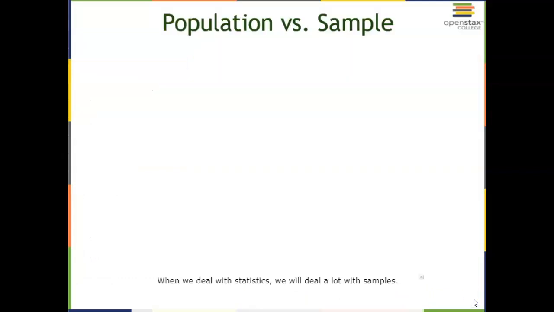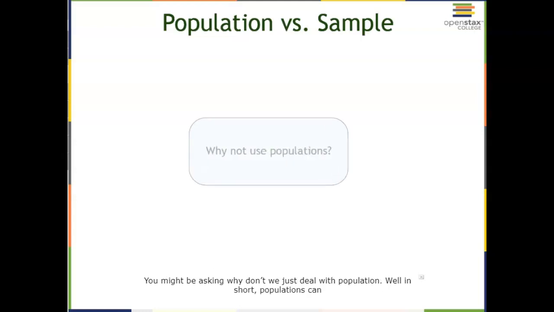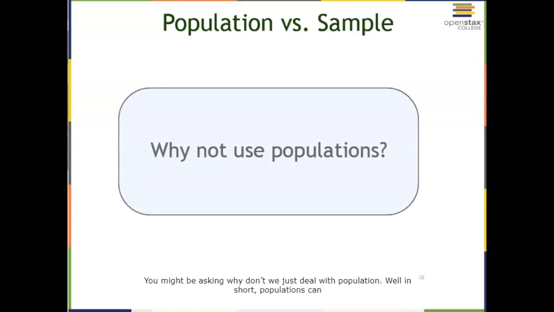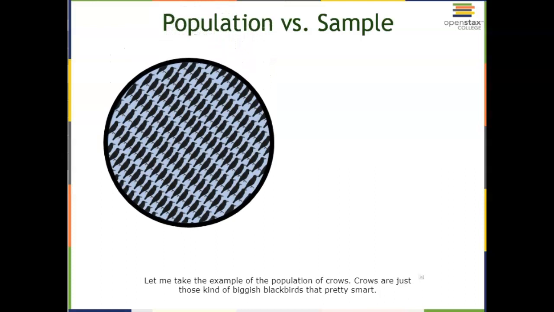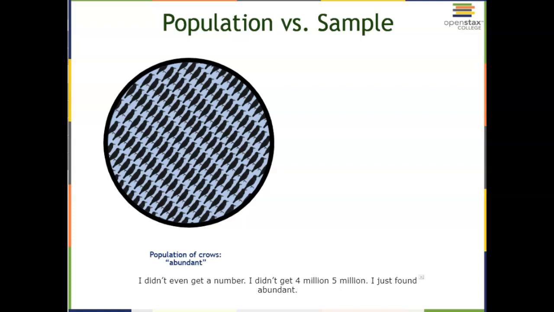When we deal with statistics, we will deal a lot with samples. Now you might be asking, well, why don't we just deal with population? Well, in short, populations can get large very quickly depending on how we describe that population. Let me take an example of the population of crows. Crows are just those kind of biggish black birds. They're pretty smart. When I looked online to see how many crows there are in just North America, all I got was abundant. I didn't even get a number. I didn't get 4 million, 5 million.